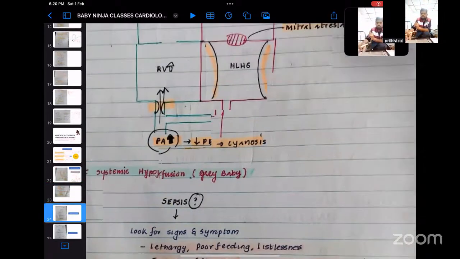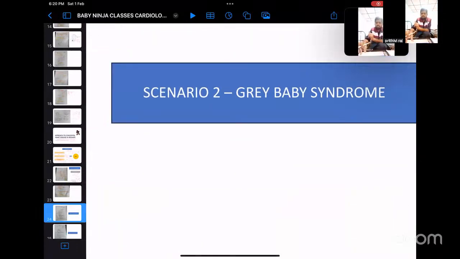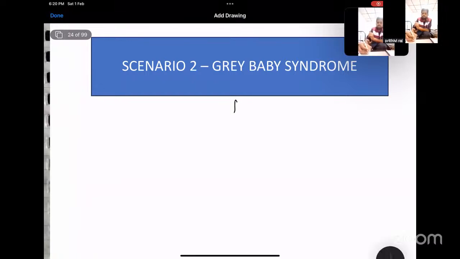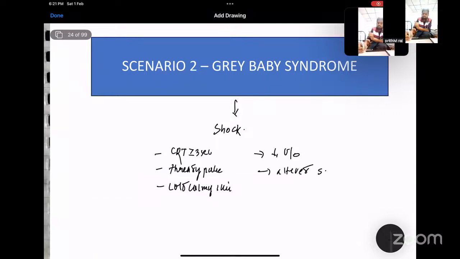Now, what about this, low hypoperfusion? That is your gray baby syndrome, which I already discussed. They always present with features of shock. You will always get the shock features. What are the features of shock? You will have a raised CRT, feeble pulses, cold clammy skin, decreased urine output, altered sensorium, mottled skin.